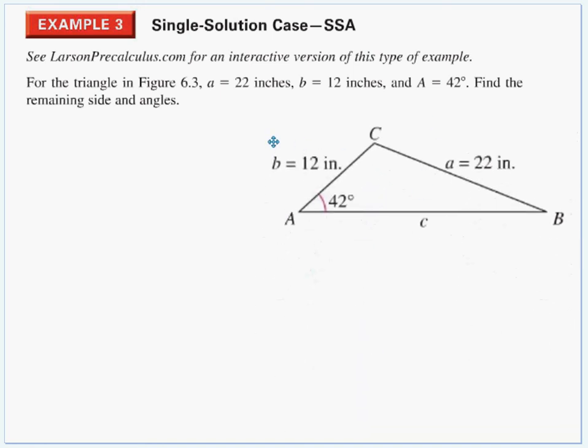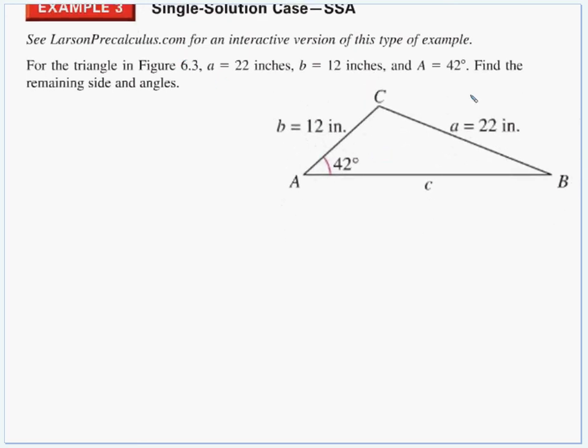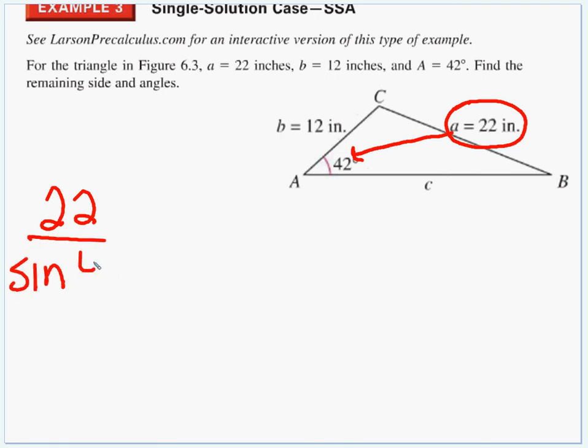So now notice on this one, it's side-side-angle. So we've got one angle, and we've got two sides. So there's no way to find the other two missing angles right off the bat, but we can set up our proportion. So let me go to the picture here. We've got a side, and we've got the angle across from it. So that's the first one I'm going to set up. I've got a divided by the sine of angle A, 22 over the sine of 42.